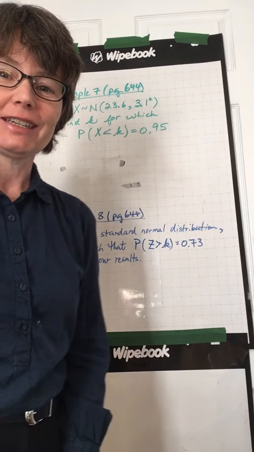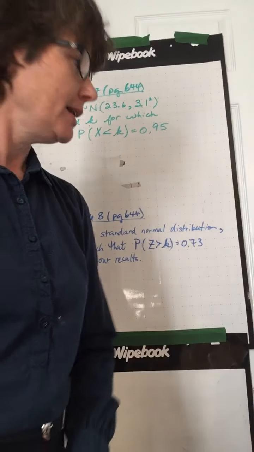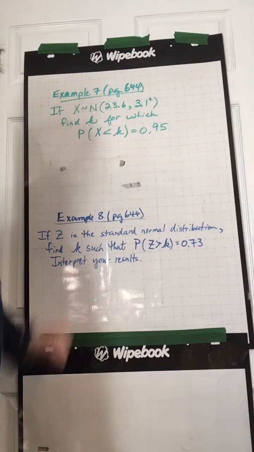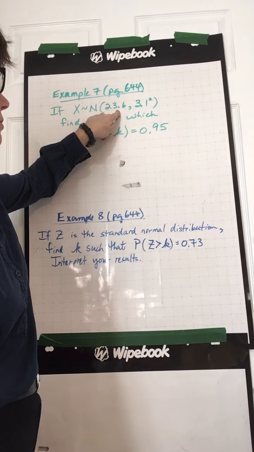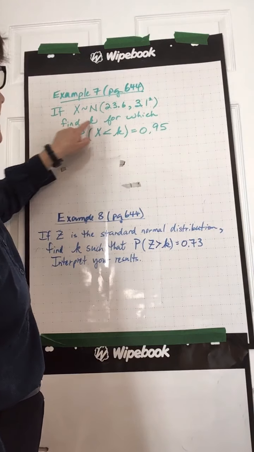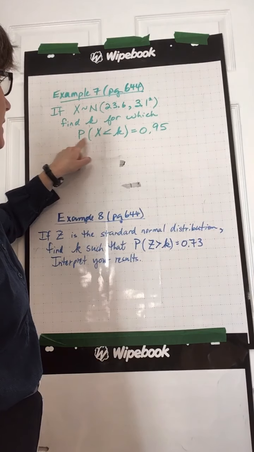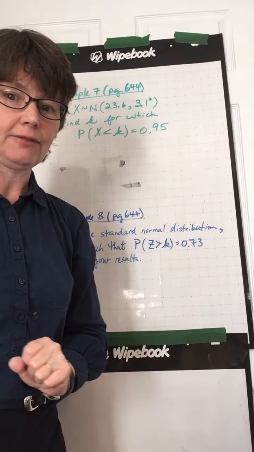All right, we're going to look at example 7 and example 8 in chapter 24 now. Let's look at example 7. If x is normally distributed with a mean of 23.6 and a standard deviation of 3.1, find k for which the probability that x is less than k is equal to 0.95.